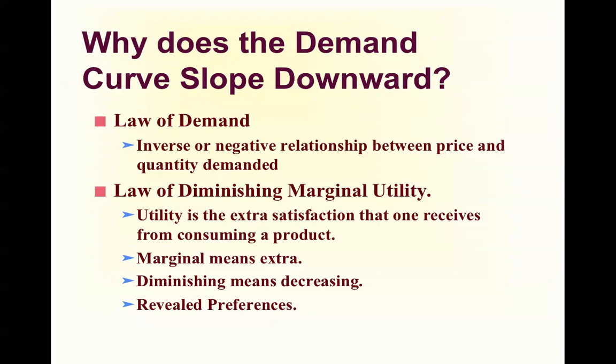Now, something else that governs the downward sloping demand curve is what we call in economics the law of diminishing marginal utility. Utility is the extra satisfaction that one receives from consuming a product. Marginal means extra, diminishing means decreasing. So, for example, eating a pizza would be the law of diminishing marginal utility in action. As I eat more of a pizza, my extra satisfaction goes down, and as a result, I like it less with each extra bite.